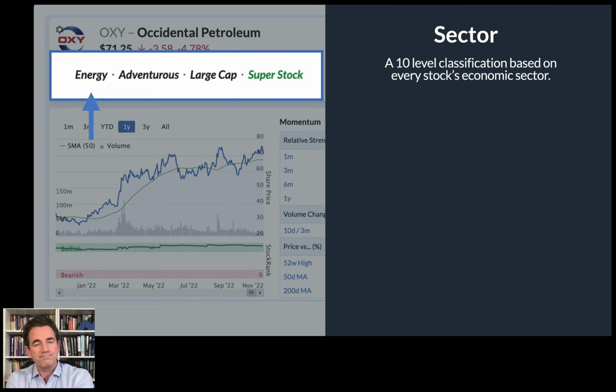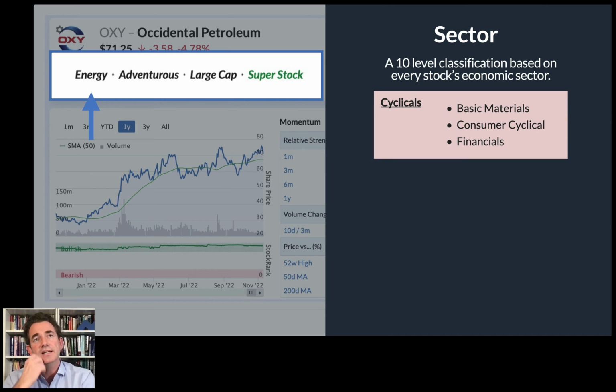Firstly, sector. Now, I'm sure we all know the difference between an oil stock and a biotech stock. But we have a 10-level classification based on every stock's economic sector. We also have a sub-level, which is industry groups. But I want to talk you through this because most people don't look at classifications, and they end up buying mostly shares in the same sector, which ends up being a single sector bet. So classifications like this are so important for your portfolio diversification and construction.